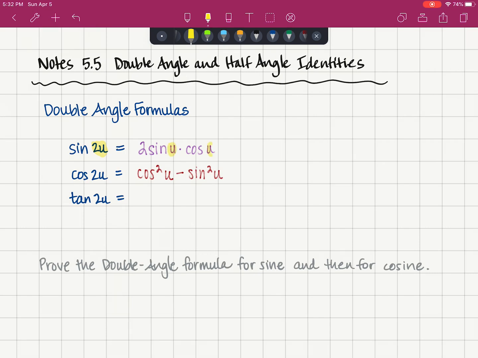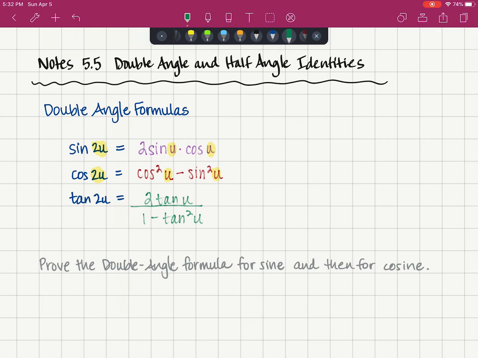So you can see why they call it the double angle formula: the double angle 2u is getting cut in half when we use the formula. And then we have the tangent of 2u. The tangent of 2u is 2 tangent of u over 1 minus tangent squared of u.